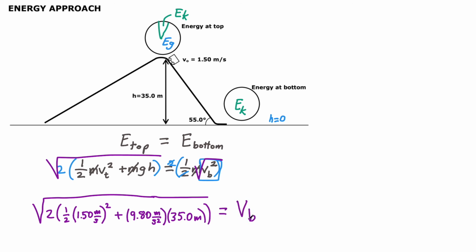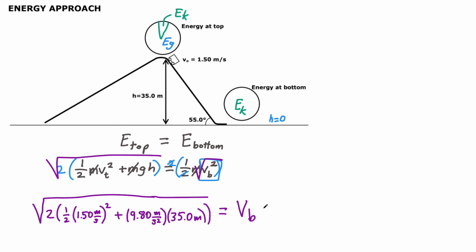At this point, you just need to be really careful in plugging the values into your calculator correctly. And don't forget, this whole quantity gets multiplied by 2 before you take the square root of the entire quantity. You'll also notice that if you carry through units, we have meters squared over seconds squared for this term. And this term also comes out to be meters squared because we have m times m over seconds squared. When you take the square root of meters squared over seconds squared, you get meters per second, which is the velocity unit that we expect.